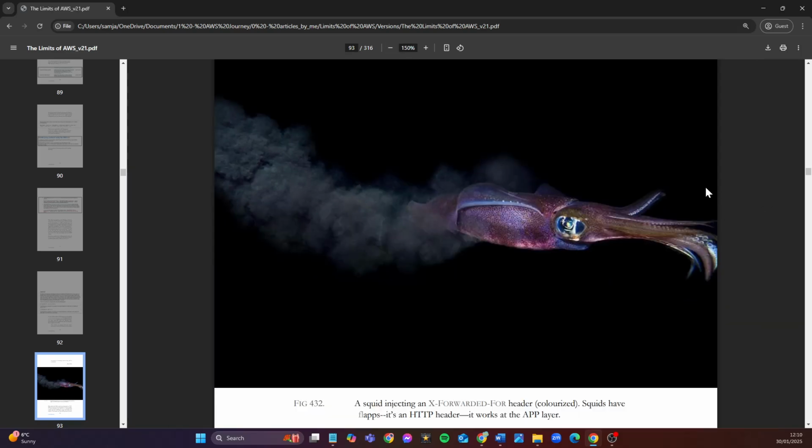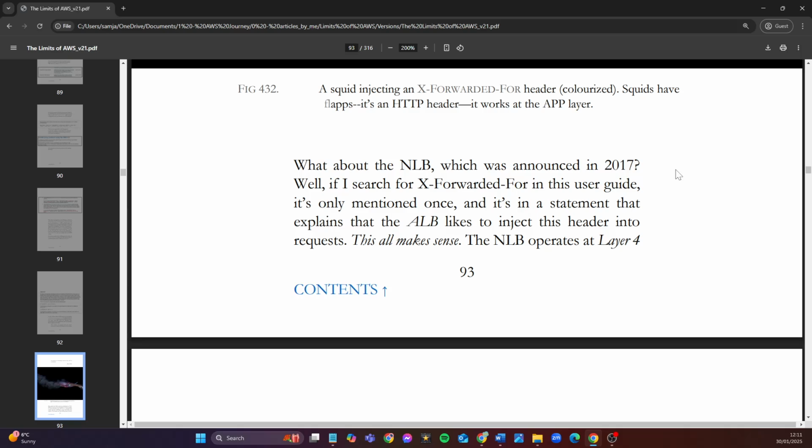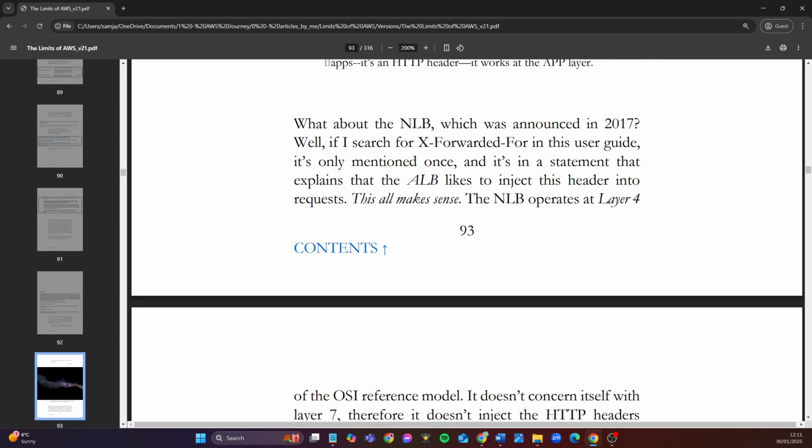This is a squid injecting an X-Forwarded-For header. Squids have flaps. It's an HTTP header. It works at the application layer, app. What about the NLB, which was announced in 2017? The network load balancer. Well, if I search for X-Forwarded-For, it's only mentioned once. X forwarded for, and it's in a statement that explains that the ALB likes to inject this header into requests.